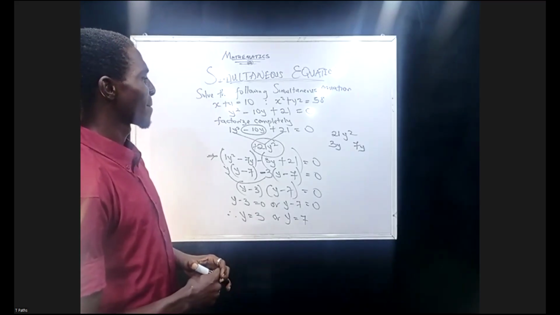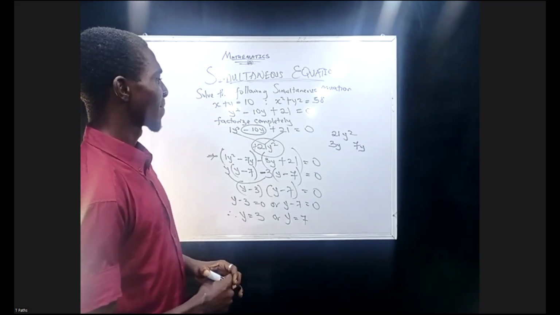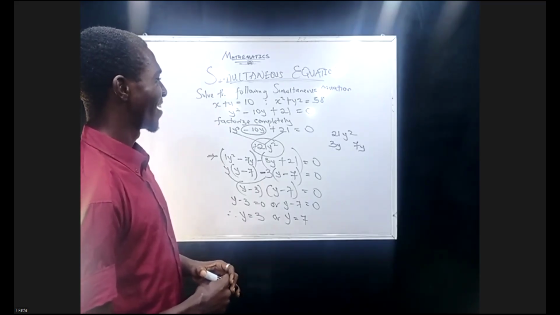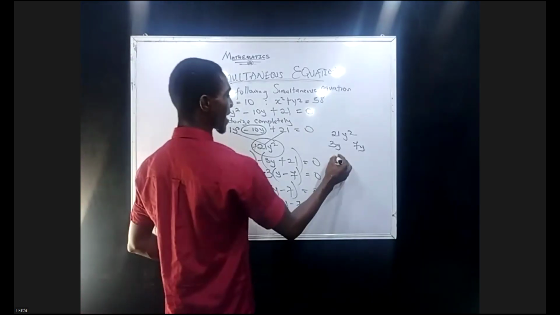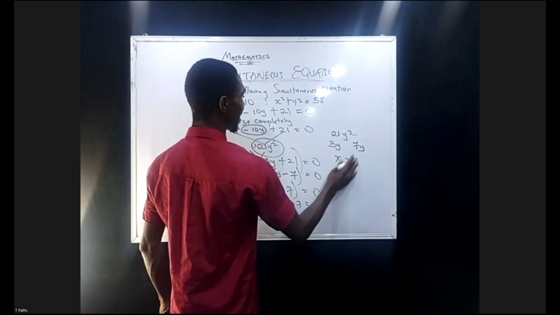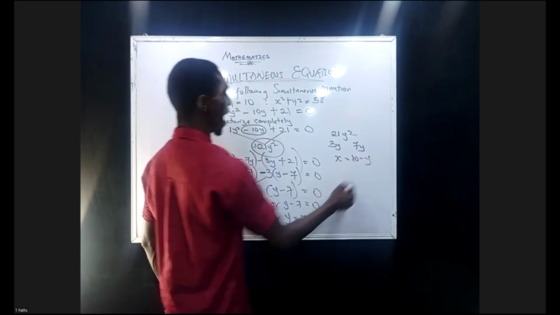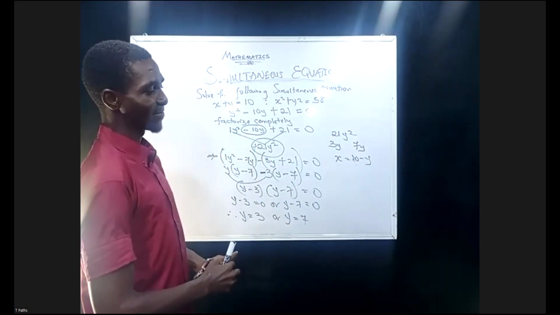Yes, equation 1 is more simple. But have you forgotten the fact that we made x the subject of the formula in equation 3, and that gives us 10 minus y? So it is easier that way.